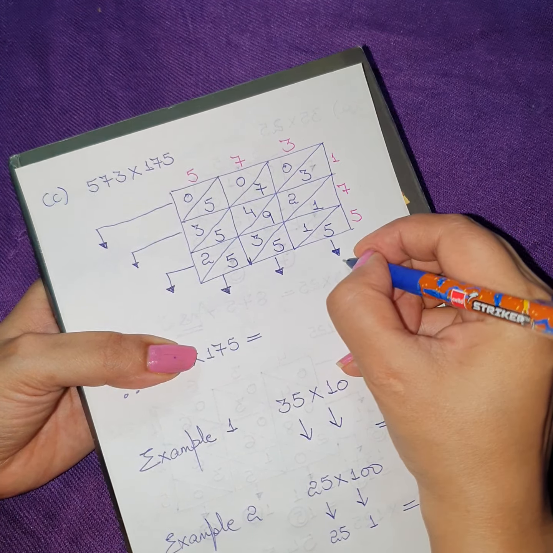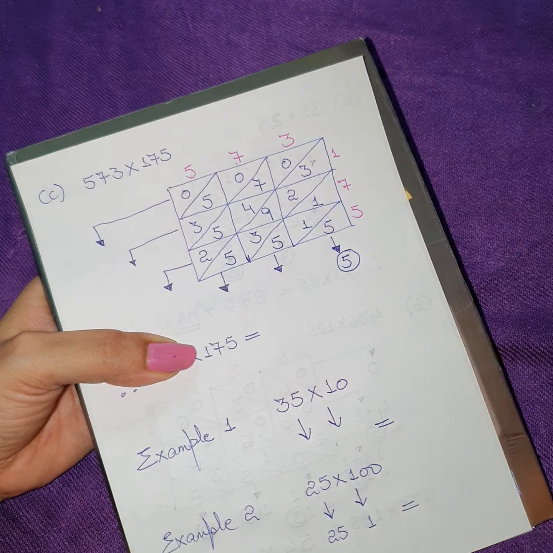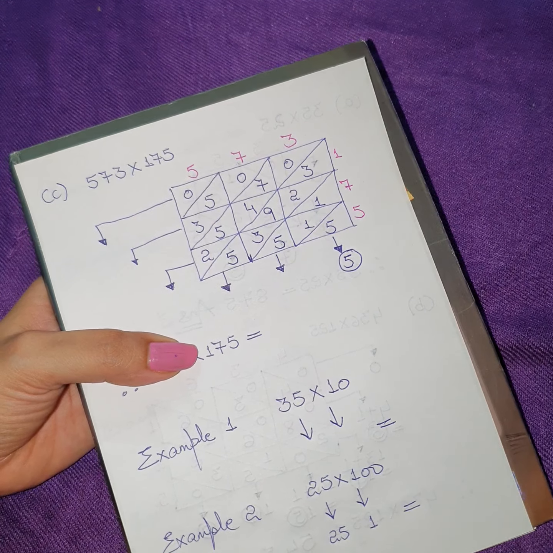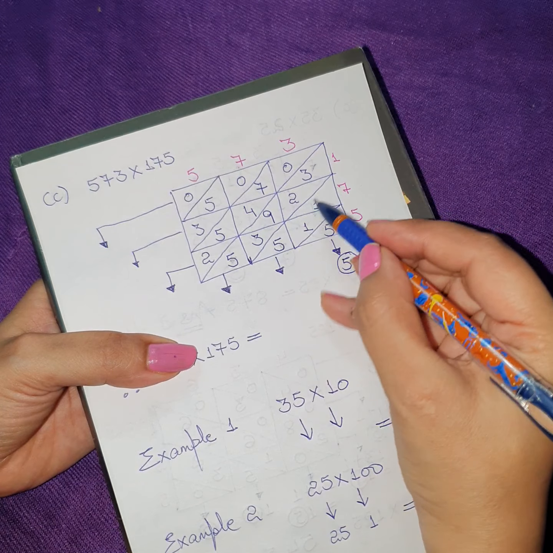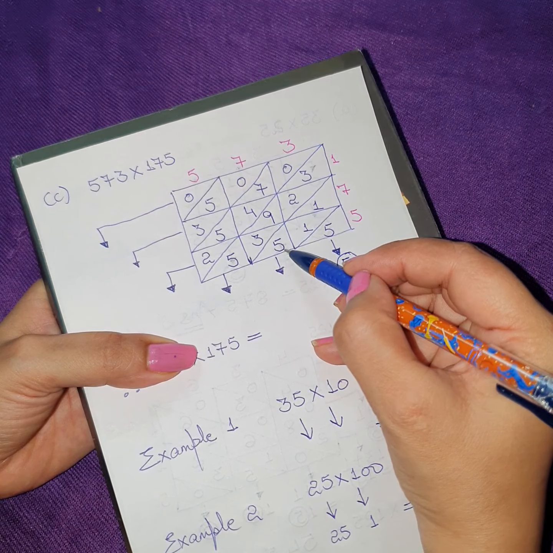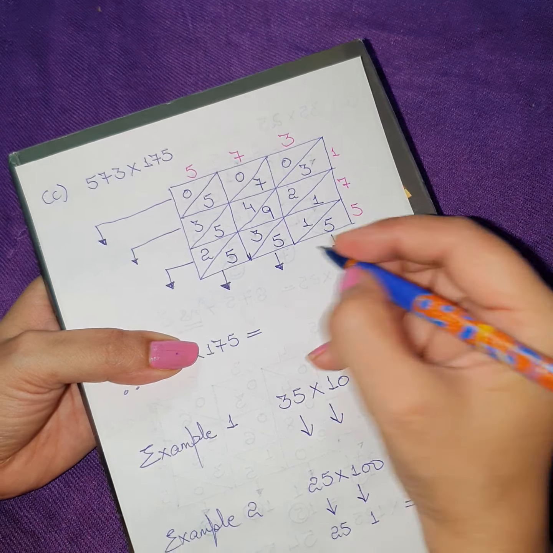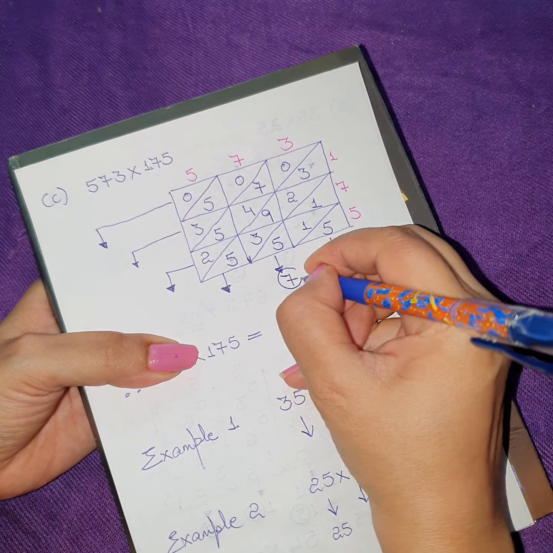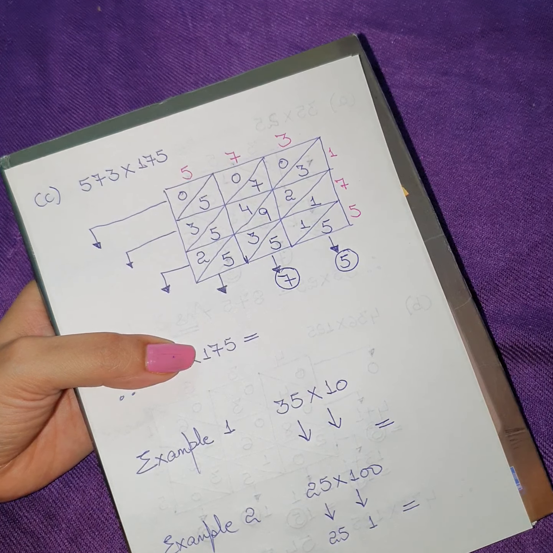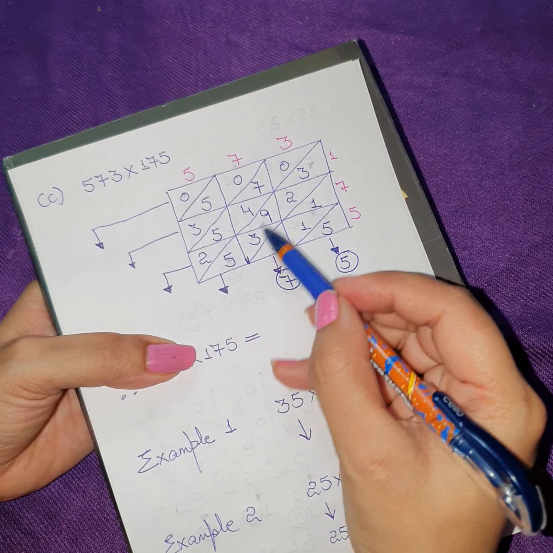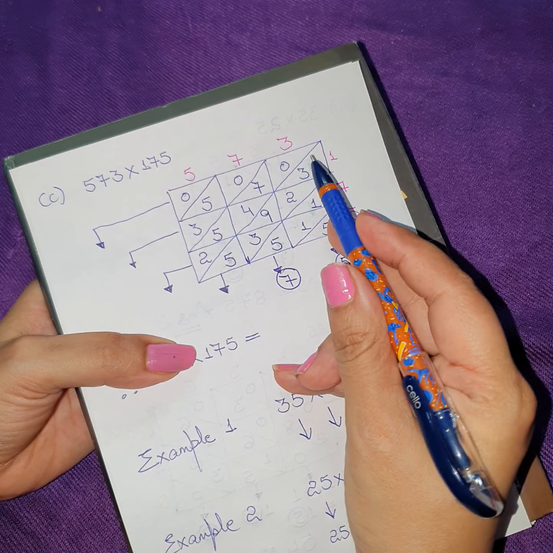So firstly this part, here I will get 5. So I have written 5 and then I have circled it also. Now I will do the totaling of the next slanting part. 5 plus 1, 6 plus 1, 7. Again single digit. So I have written this 7 and then circled it.